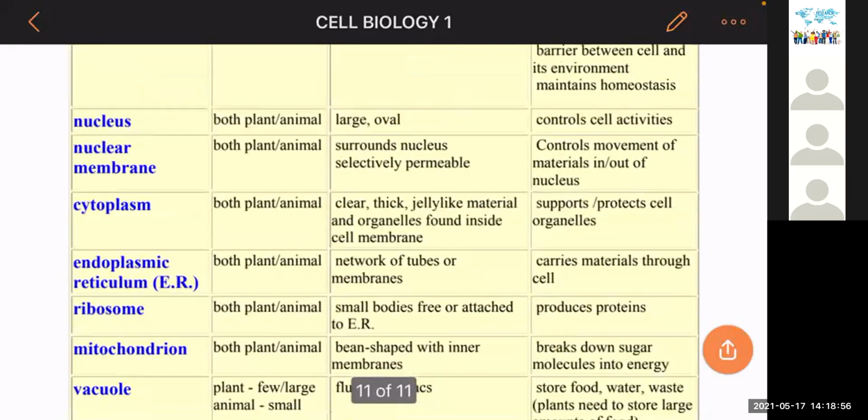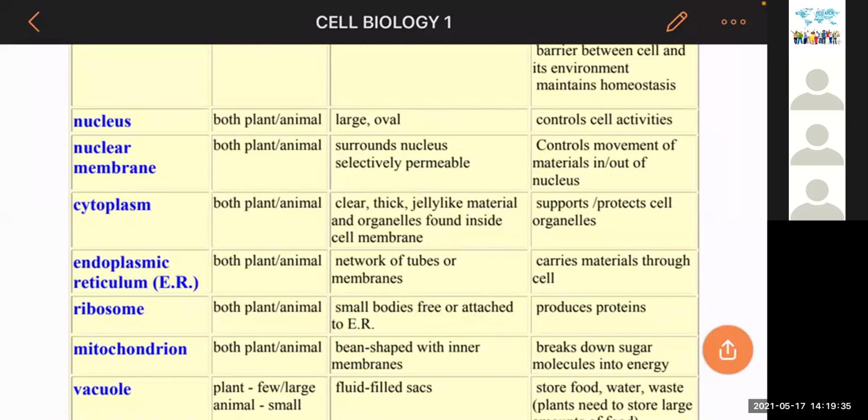Endoplasmic reticulum is found in both plant and animal cells. The description of the endoplasmic reticulum is a network of tubes or membranes. Its function is that it carries materials through the cell. The ribosomes are found both in plant cells and animal cells. The description is that they are small bodies, free or attached to the endoplasmic reticulum. This is the ER you're looking at.